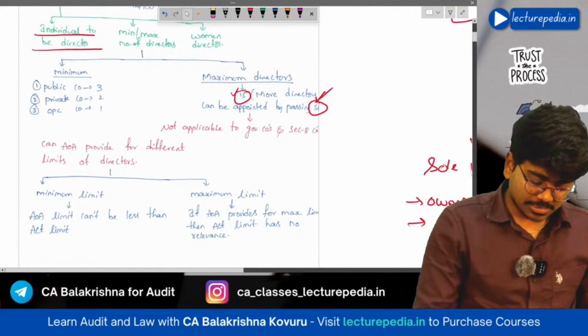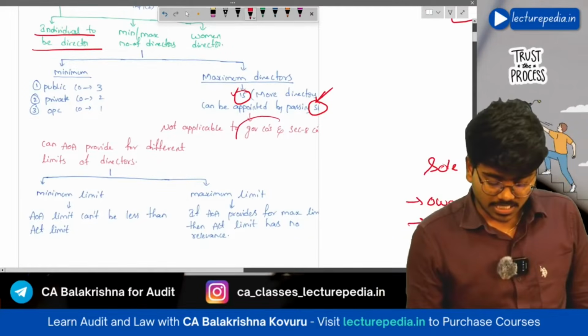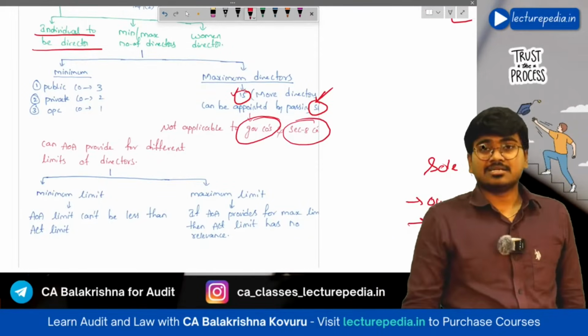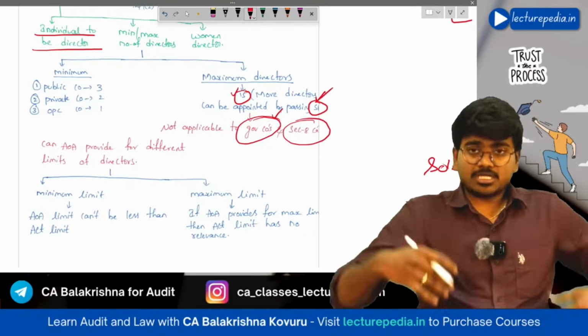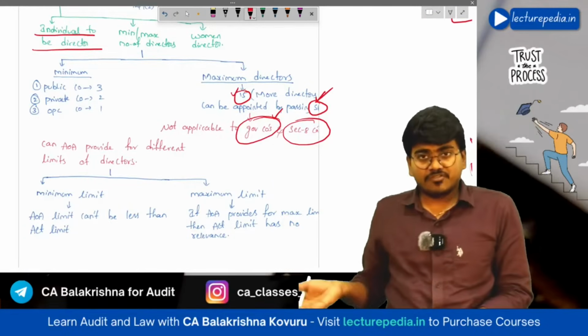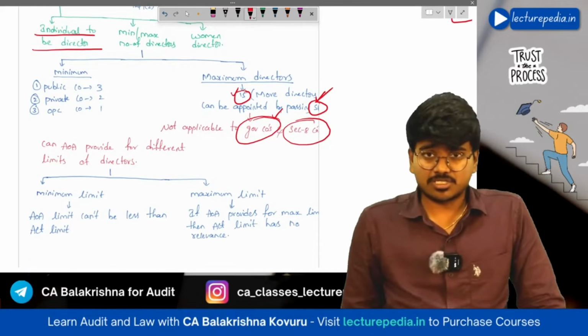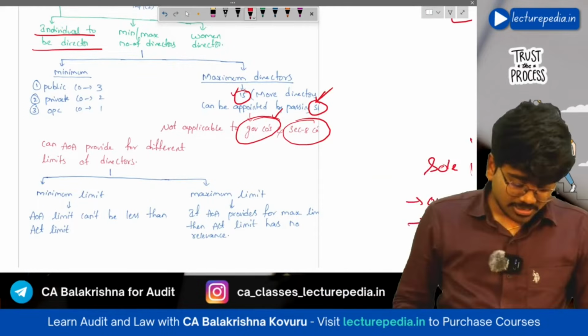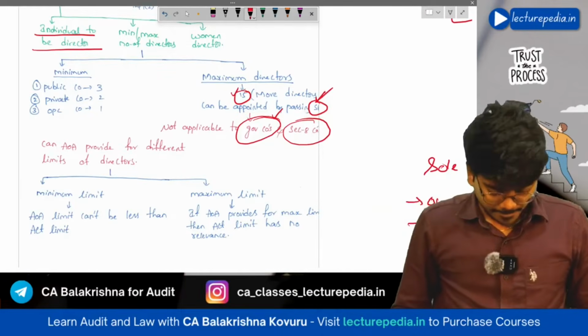However, this concept related to a maximum of 15 directors is not applicable to government companies and Section 8 companies. That means if a government company wants to appoint more than 15 directors, then it can happily appoint without passing a general meeting special resolution, right? Because there is an exception for government companies and Section 8 companies. Hope that is clear.